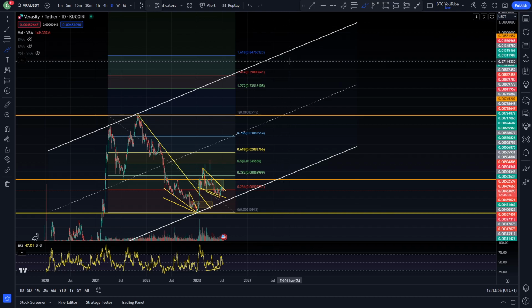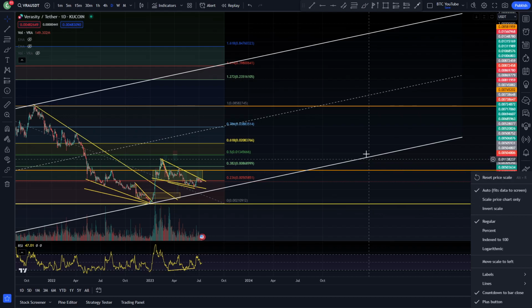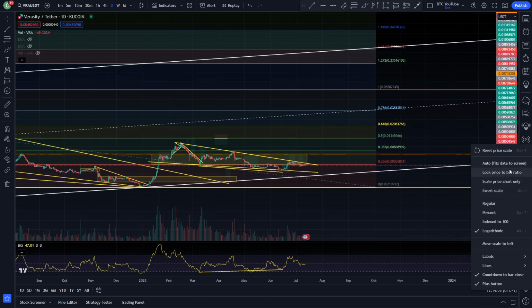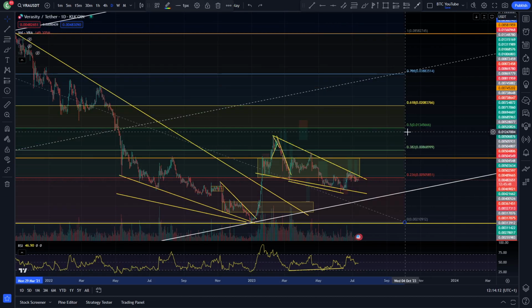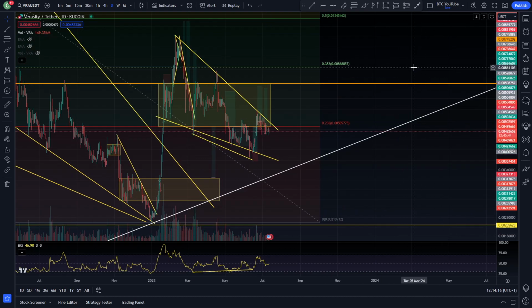Going into the end of 2024 here, we could be looking up towards that $1 level for Verasity. Long term, I'm very optimistic about this crypto. I do think it's going to do extremely well. But in terms of the short term, why is this not auto? There we go. In terms of the immediate short term, we continue to wait for more interest and movement in the market, don't we? And that is really it.